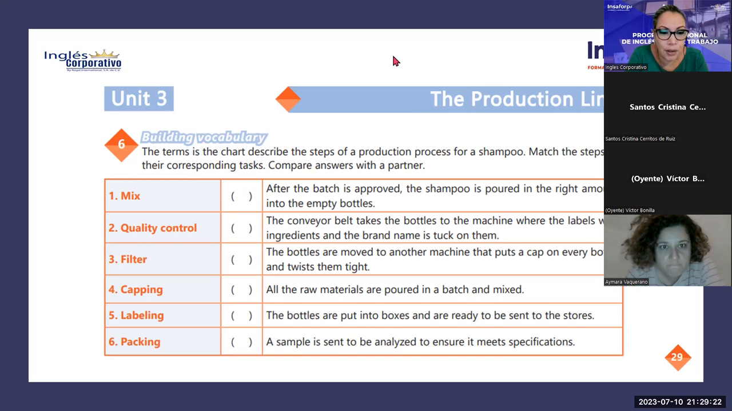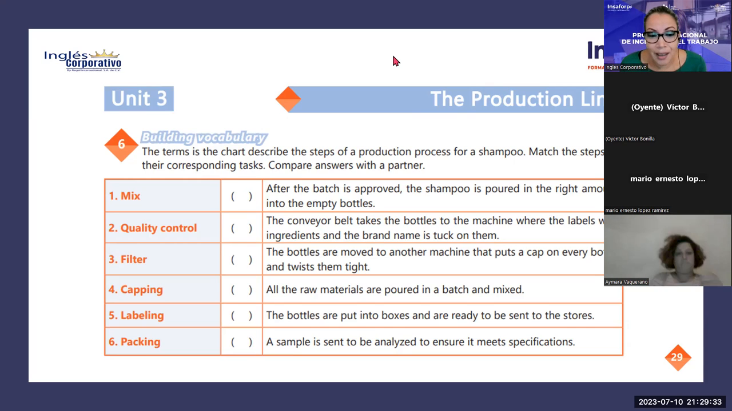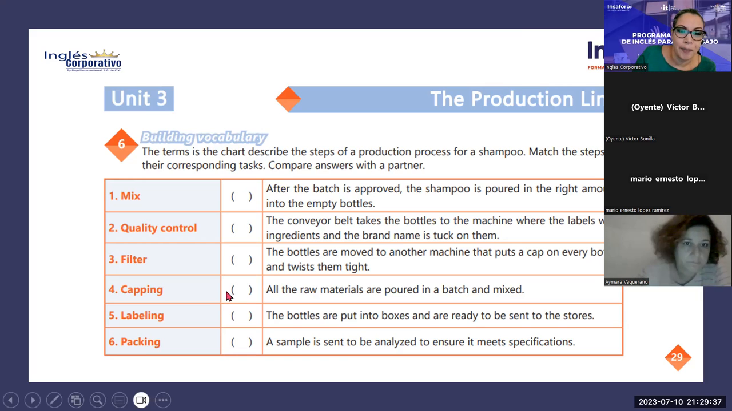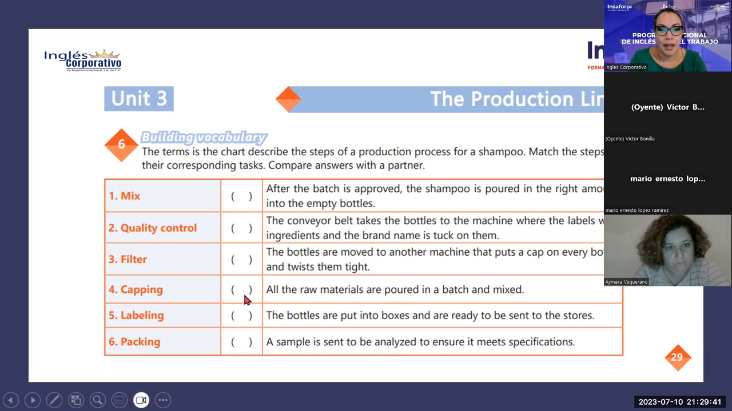What is the description of mix? All the raw materials are poured in a batch and mixed. Excellent, Mario. So we would put number one here. All the raw materials are poured in the batch and mixed. Okay, good. So you can work on your material.